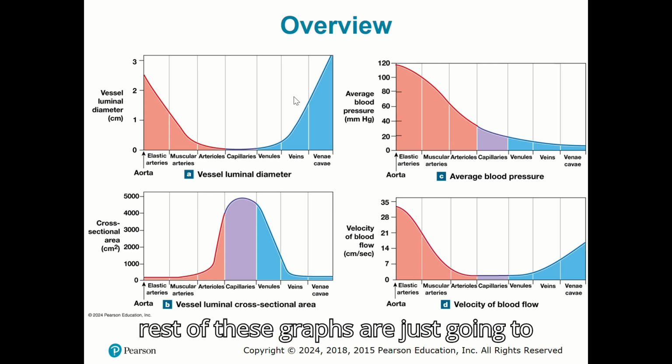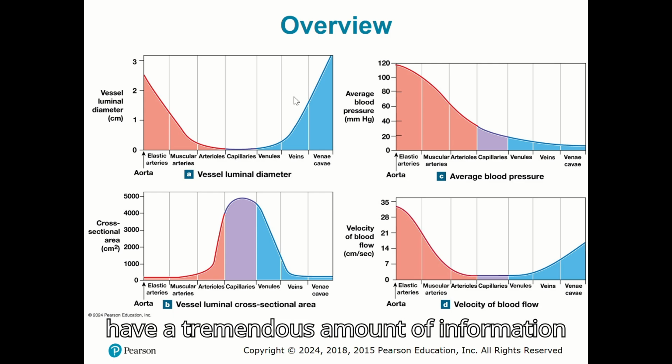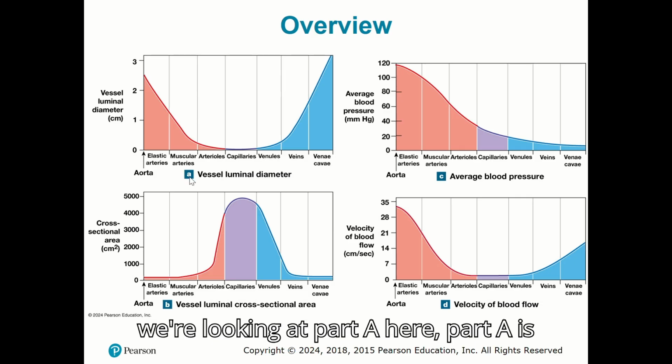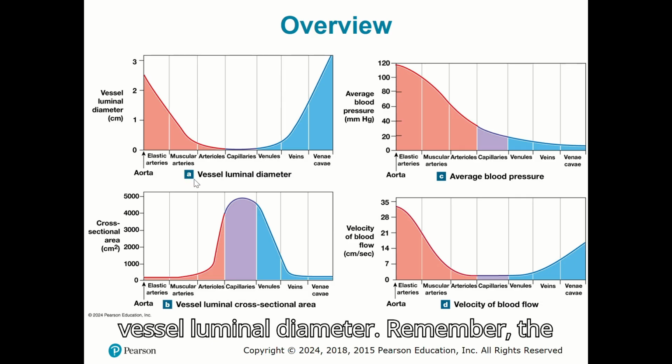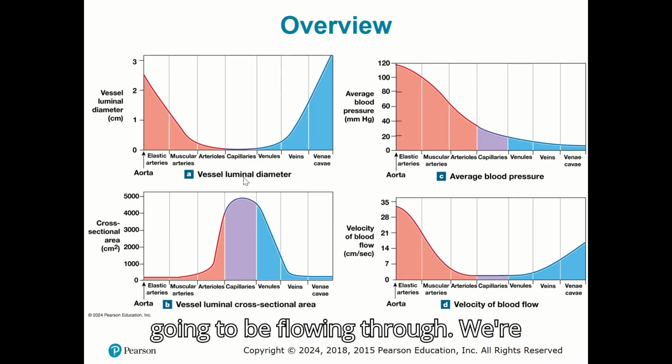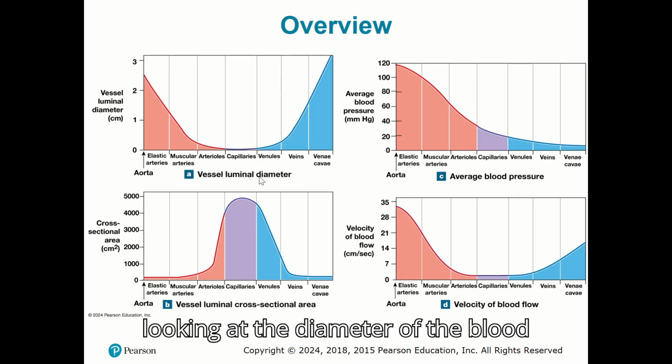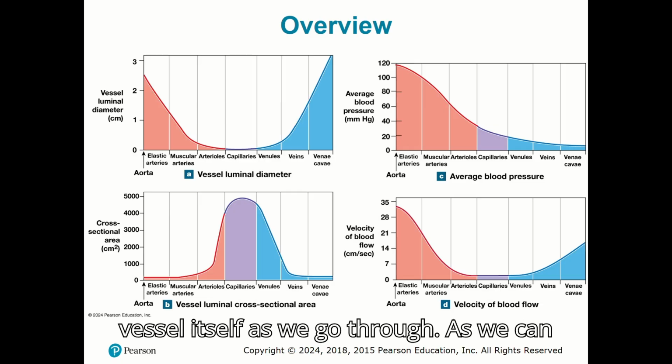Now the rest of these graphs have a tremendous amount of information that's really nice to look at. So when we're looking at part A here, part A is vessel luminal diameter. Remember, the lumen is the open space that the blood is flowing through. We're looking at the diameter of the blood vessel itself as we go through.